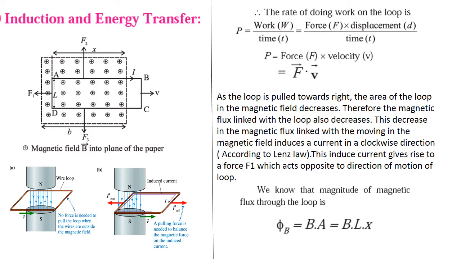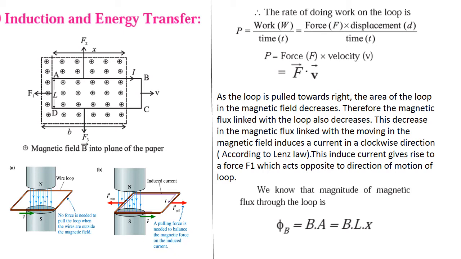Induction and energy transfer. Observe the figures carefully which are given at the left hand bottom. We can find that there is a rectangular loop of wire kept in the magnetic field. If the same loop is pulled towards right with the force F, there is a relative motion between the coil and the magnetic field that gives rise to induced currents, and these induced currents will flow in a clockwise direction. This will result in a force F equal to ILB sin theta, and this magnetic force will oppose the pulling force.